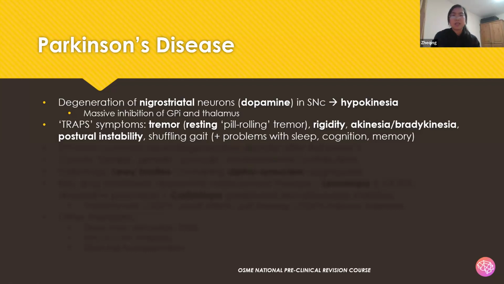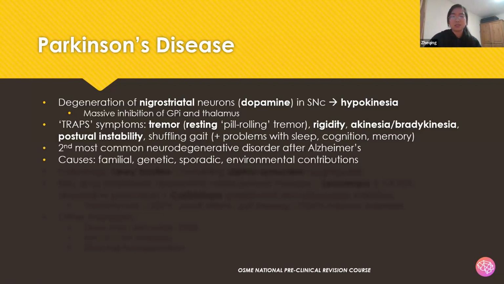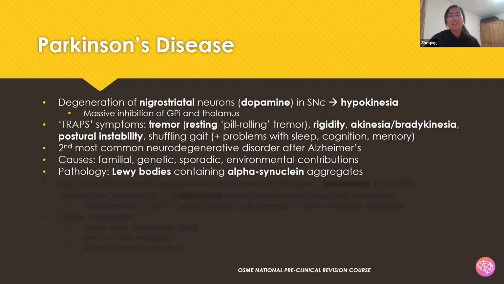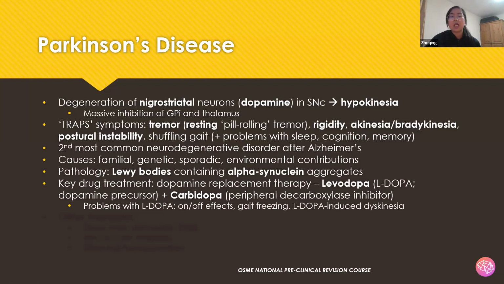Parkinson's is caused by degeneration of the SNc, the nigrostriatal neurons. Because of the depletion in dopamine, you get hypokinesia, which means less movement. It's the second most common neurodegenerative disease. The pathology is Lewy bodies containing alpha-synuclein aggregates. The main drug treatment is levodopa, or L-dopa, plus carbidopa. Carbidopa is a peripheral decarboxylase inhibitor.